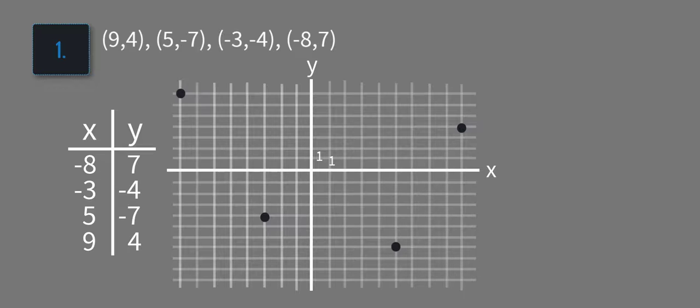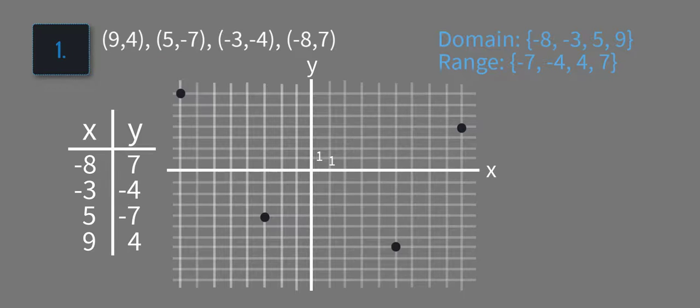And then we're asked to state the domain and range. Again, the domain is simply our x coordinates. So domain is -8, -3, 5, and 9. And our range is just going to be our corresponding y values. So -7, I'm putting them in order, -4, 4, and 7. So there are our domain and range.